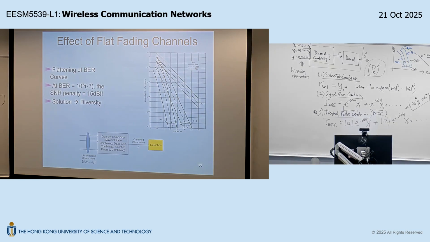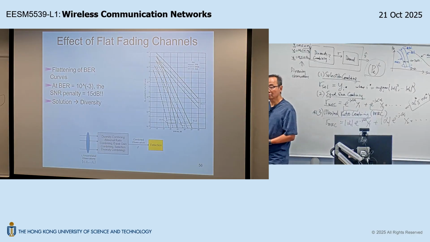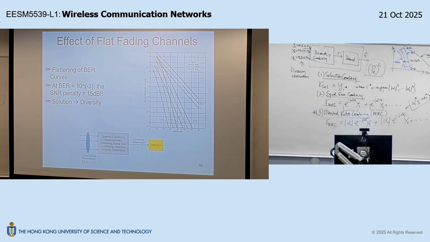So that the header and the payload can benefit from this selection combining. Is that okay? So that would be the solution to the control path.